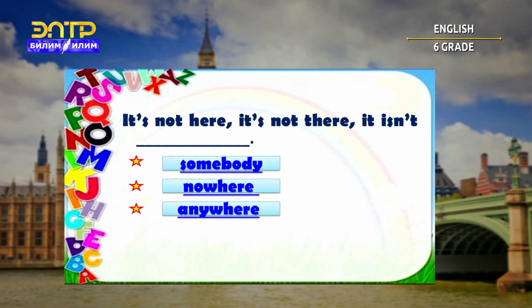It's not here. It's not there. It isn't somebody, nowhere, anywhere. Here we talk about a place, and it's a negative sentence. So I think the correct answer is anywhere, because here we have a negative verb, isn't. So, it's not here, it's not there, it isn't anywhere. Let's check.